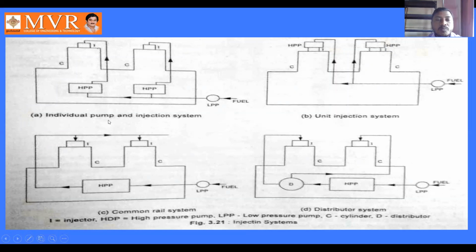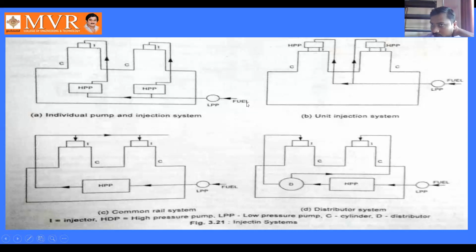In the individual pump injection system, from the name itself we can observe that individual means single. Here these are the two cylinders. For each cylinder, there is a separate high pressure pump. For this cylinder we have a separate high pressure pump, and for the second cylinder we have another separate high pressure pump. This means individual pumps are there for each cylinder, and by using these different high pressure pumps we send the fuel to the fuel injectors. From the fuel injectors, the fuel is injected into the engine cylinder. This is how we pump the fuel.